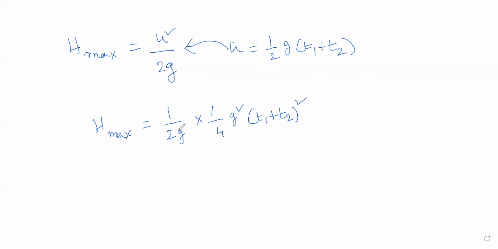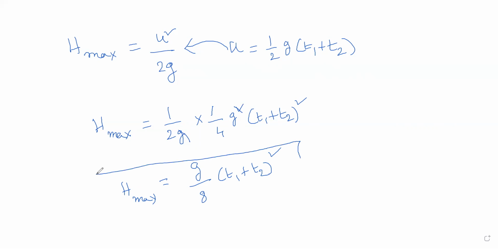So this g and this one gets cancelled. So you will get g by 8 of t1 plus t2 whole square. This is what you get. That is h max, right? That is h max. So h max is g by 8 of t1 plus t2 whole square. Hope it is clear.